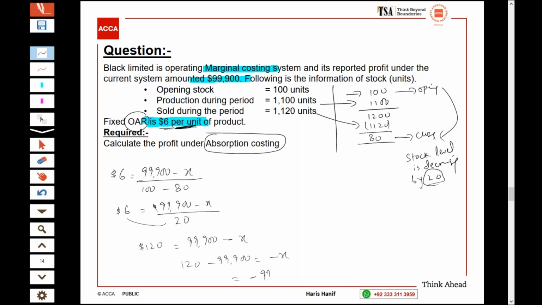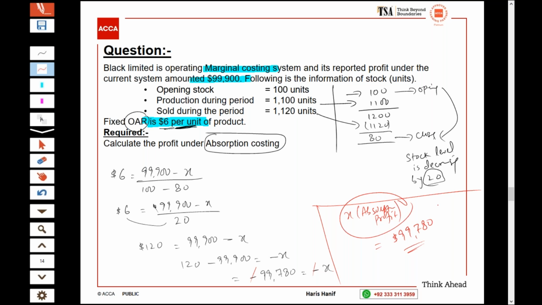That is minus 99,780 is equal to minus X. Minus minus will be cancelled, and that means your X, which is your absorption profit, is $99,780. All right. So see, the marginal costing profit is higher now, because the stock level is decreasing. So marginal profit is higher and absorption profit is lower.